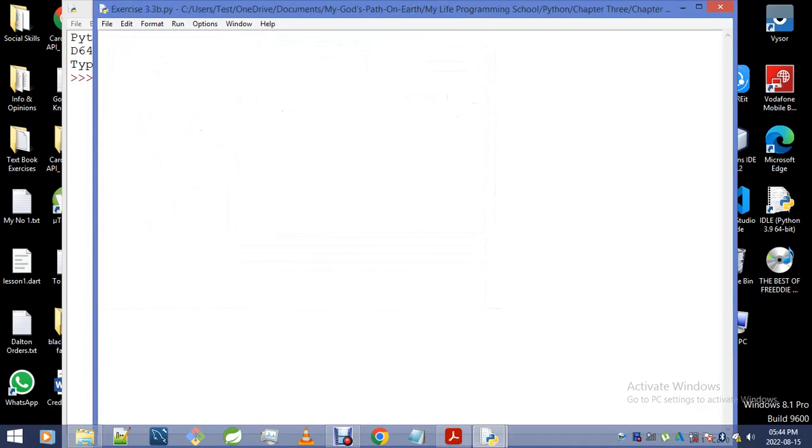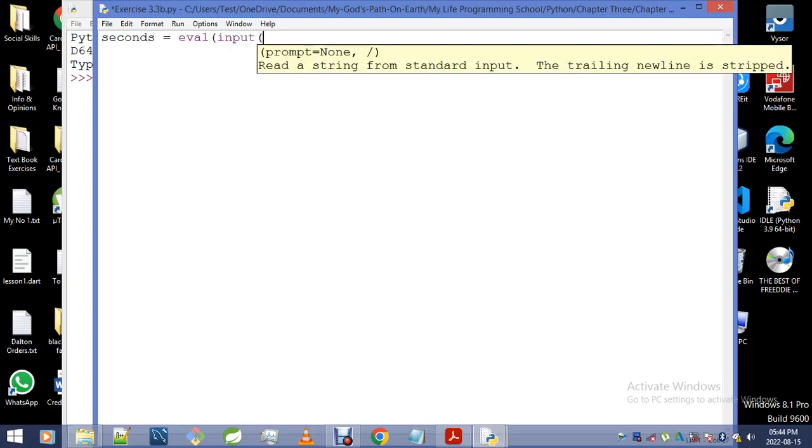Because the question is, what if a user gives us a negative number, for instance, as the total number of seconds? What do we want to do in that case? Fact of the matter is, our program will crash or it will give us a logical error. I'm not sure which one. In fact, it will give us a logical error. It won't crash. Okay. Enter number of seconds.